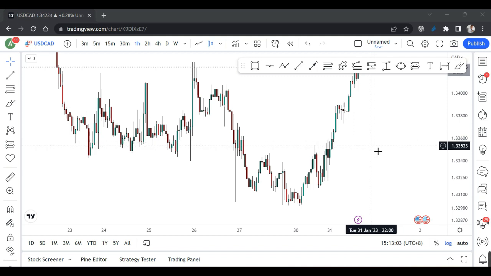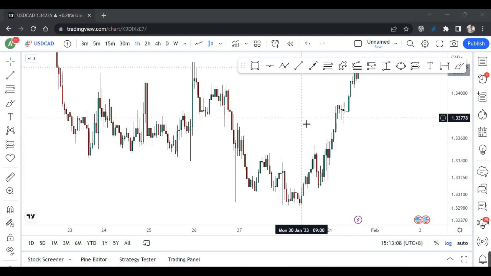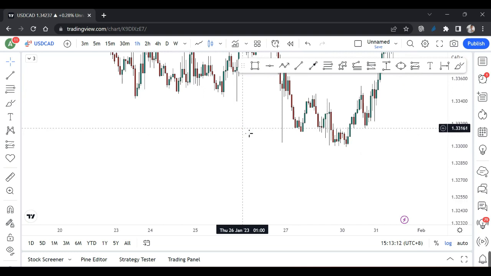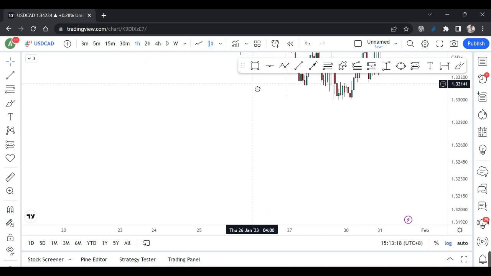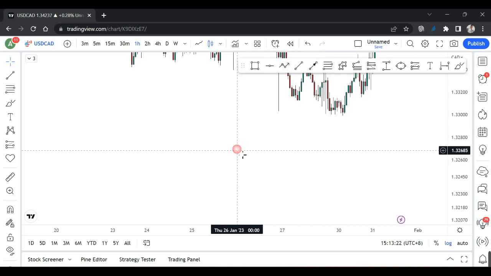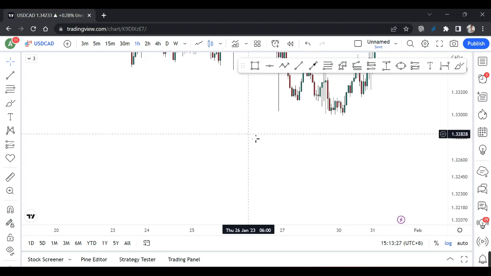Alright, so today I'm going to share with you a setup. It's actually a very basic setup, which I learned from my master CMS. We call it RBS or SBR. RBS stands for resistance become support. SBR stands for support become resistance. The setup that I'm going to share with you is SBR, support become resistance.